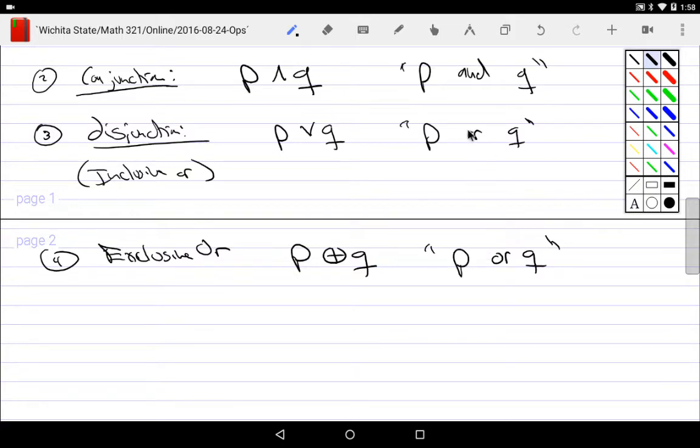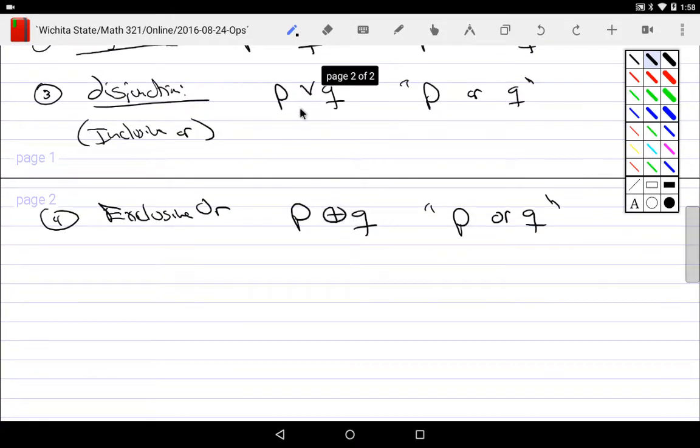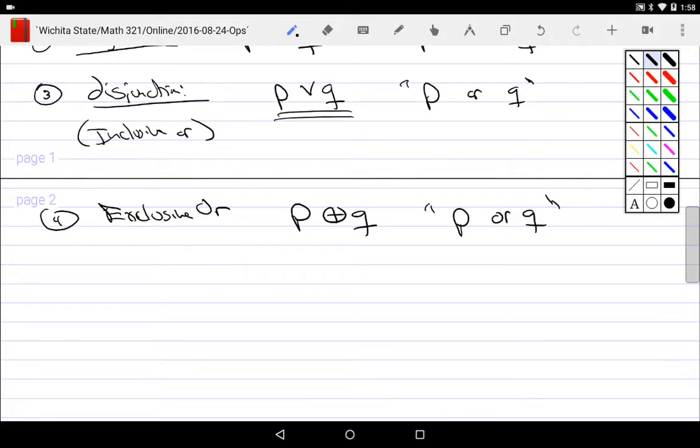Well, wait a second. Or? Yes. English has one sound, or, that has two meanings. And the easy example on this would be, if a person would say, you take a spoon or you take a fork. So if I walk up to somebody, would you like a fork or a spoon, right? Fork or spoon, and you take both, I'm okay with that, right? That's inclusive. I allow you to do both. But on the other hand, if I would say, you take soup or you take salad, right? And you take both, I would say, that's wrong.